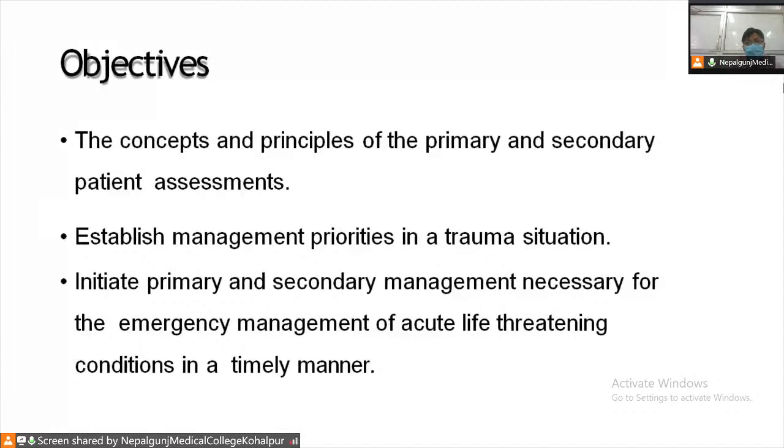So this is what we are learning today, how to approach the patient with polytrauma. We initiate primary and secondary management necessary for the emergency management of acute life-threatening conditions in a timely manner. This initiation of primary and secondary management depends upon the primary and secondary assessment of the patient. And this is the whole thing that is involved in the management of the polytrauma patient. It is also known as advanced trauma life support, ATLS.